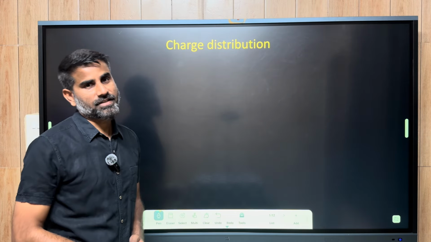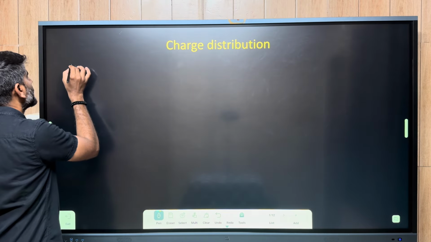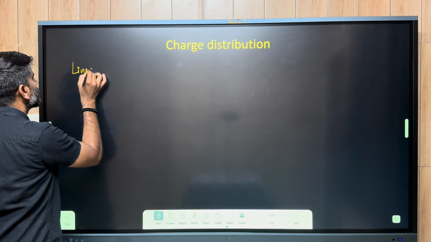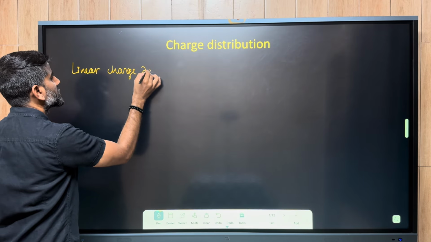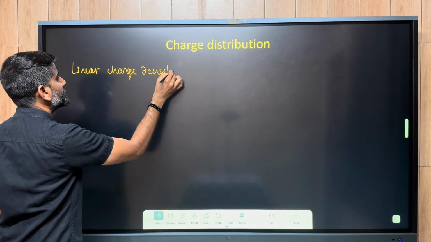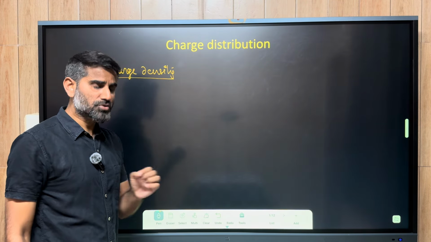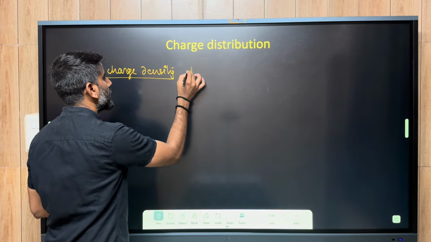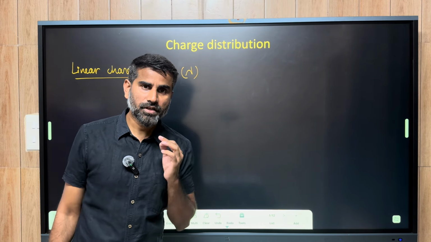First, let us understand the first type of charge density, that is linear charge density. This linear charge density is usually represented with lambda.